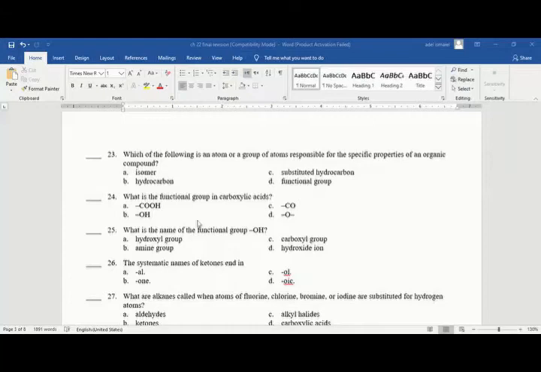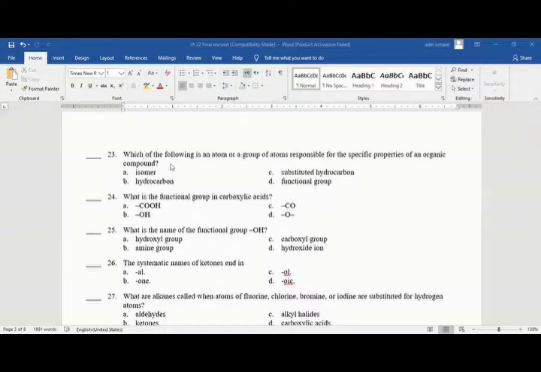This is the final revision for chapter 22, organic chemistry. We revised sections 1 and 2, if you remember that. And we are going to start at the end of section 2, then section 3 and section 4. Okay? So starting with question number 23.